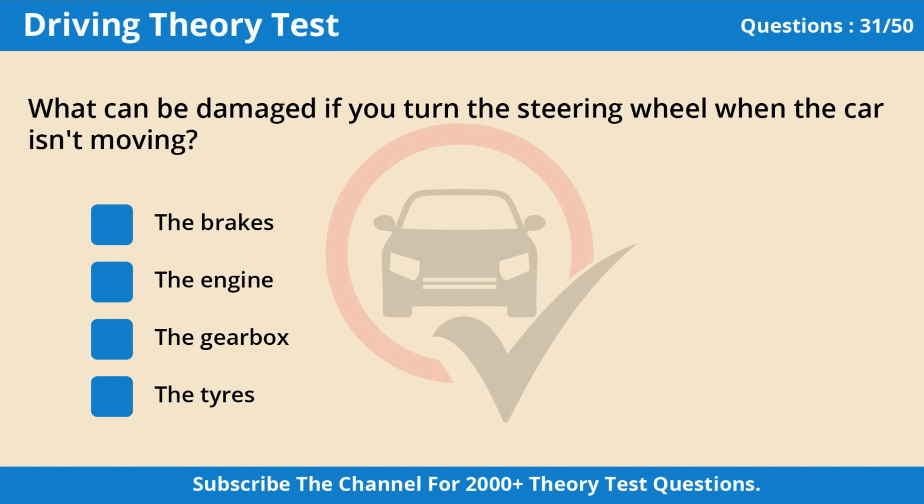Question 31. What can be damaged if you turn the steering wheel when the car isn't moving? A. The brakes. B. The engine. C. The gearbox. D. The tires.